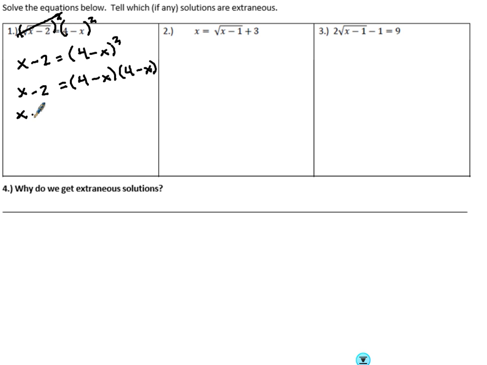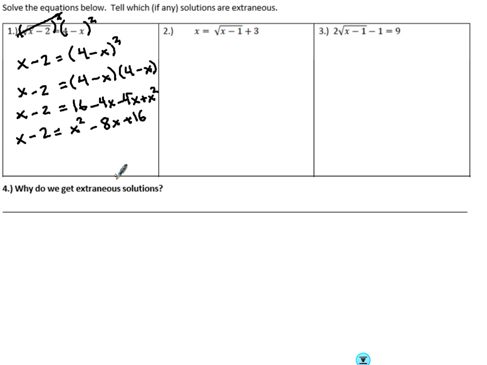So then we distribute out the right side, or FOIL, if you want to call it that, by doing 4 times 4, which is 16, 4 times negative x, which is negative 4x, negative x times 4, which once again is negative 4x, and negative x times negative x, which is positive x squared. Continuing on, we end up with x minus 2 is equal to, just rewriting this right side to go from highest power to lowest power, x squared minus 8x plus 16.